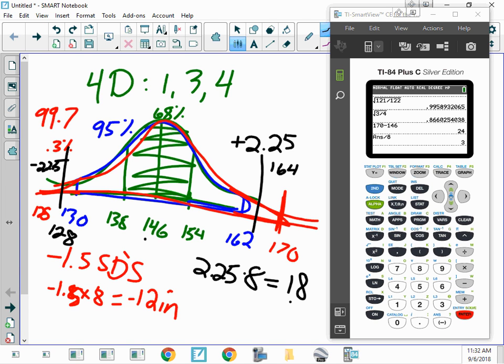Your SD will always be positive because we're squaring. But when we look at a normal curve, left means you subtract your SDs.